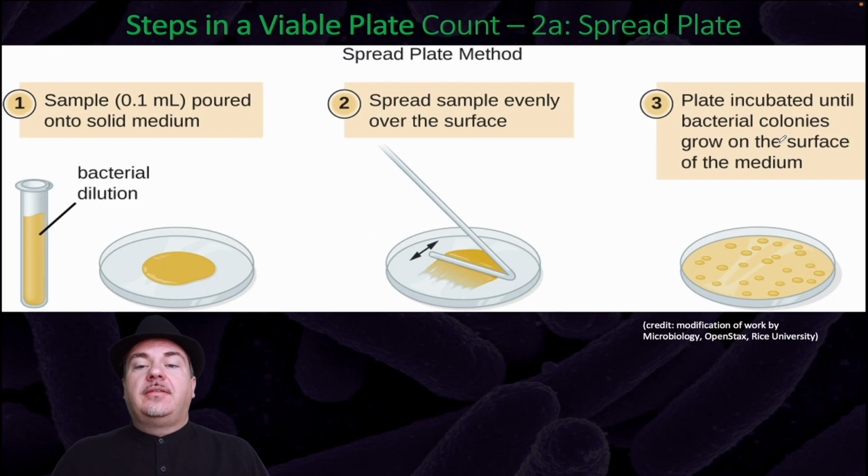The other method is the spread plate method. That's where you take a small volume of your sample that's been diluted and you pour it onto a plate that already has solid media. You then spread the sample evenly over the surface of the plate, and then the plate is incubated until bacterial colonies grow on the surface of the medium, and then you can count those colonies.